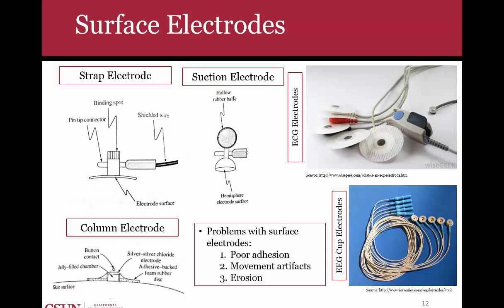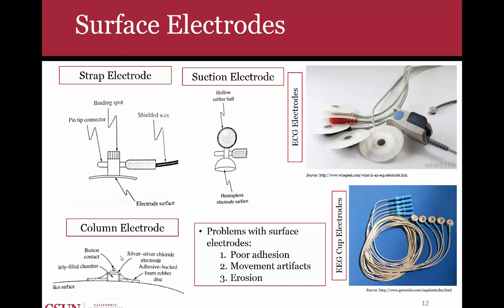You'll have suction electrodes, so you'll have some suction mechanism, and within that you'll also have the electrode interface. So then you just would press this down or suck on the rubber ball, and it would basically create a suction on your skin. This is if you really need some really good interfacing between the electrode and the skin.